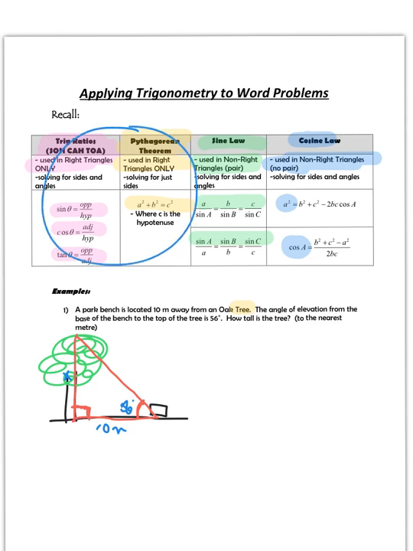So I take a look, I have a right triangle, so I know I'm going to either use my trig ratios or my Pythagorean theorem. Remember, Pythagorean theorem, you have to have at least two sides. You can't do this with just one known side. So I know I'm going to need to use my trig ratios.